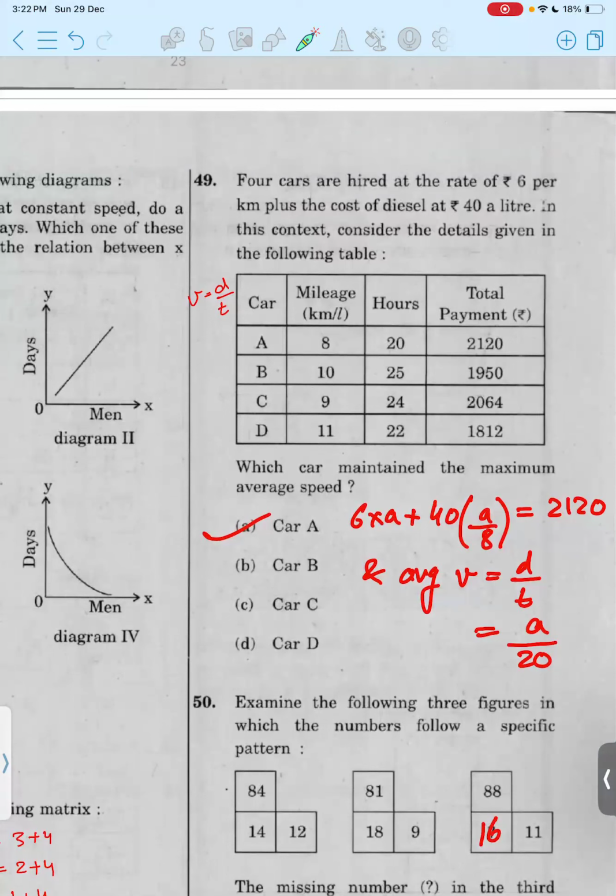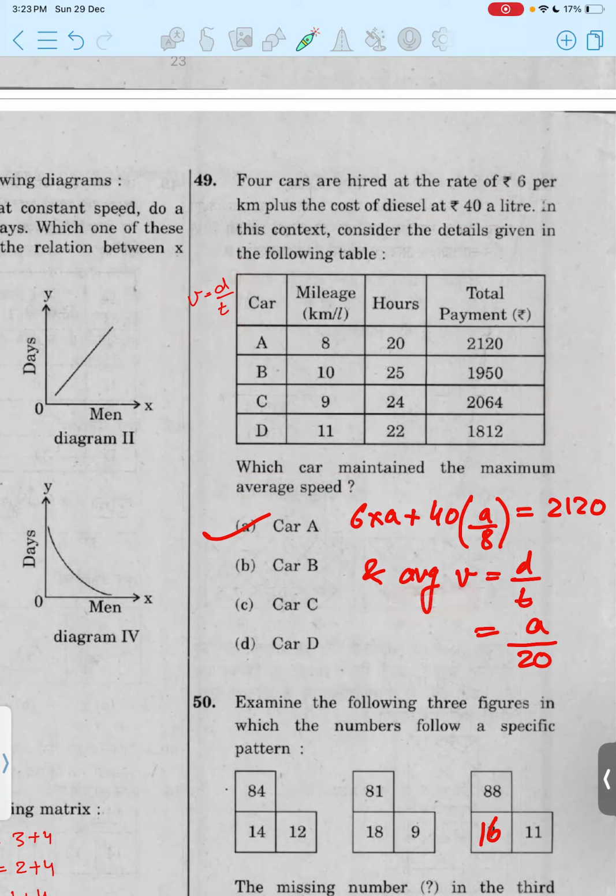In 49, we are given the mileage of a car, the time taken for travel, and the total payment on the basis of rupees 6 per kilometer plus the cost of diesel at rupees 40 a liter. We have to identify which car maintained the maximum average speed. What equation will we be using, because we are not given the distance? We'll have to calculate the distance first, and then using the formula speed equals distance upon time, we calculate the average speed.